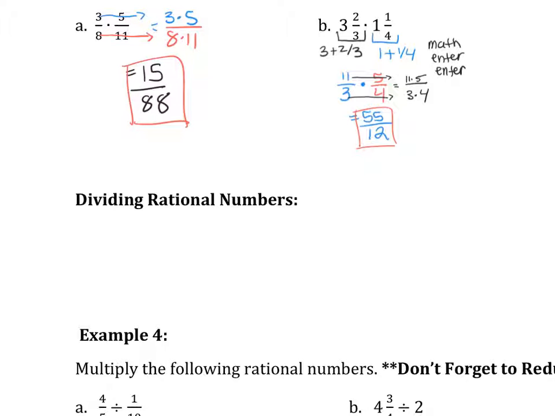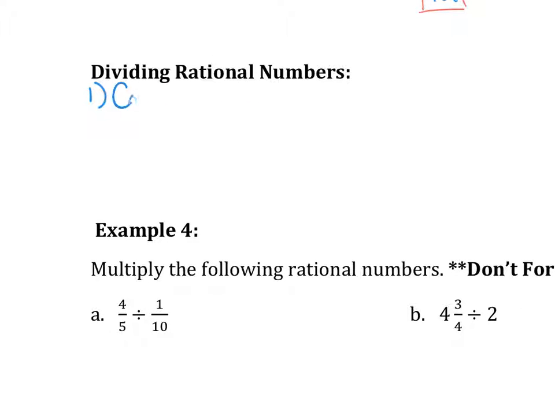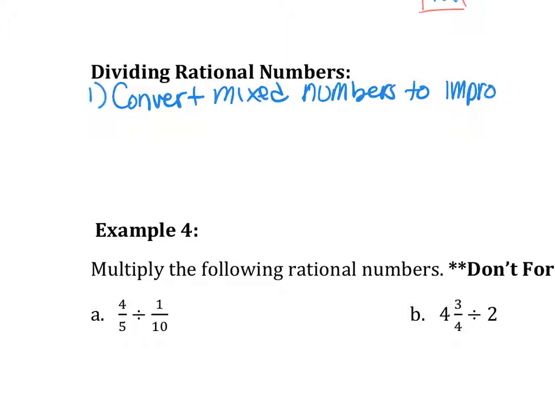All right. So let's talk about dividing. Multiplying was pretty simple, and so with dividing, we just have to do one little extra thing, and then it's just going to be as easy as multiplying was. So the first thing we want to do is still convert any mixed numbers to improper fractions. Okay, it should always be the first thing that you do.